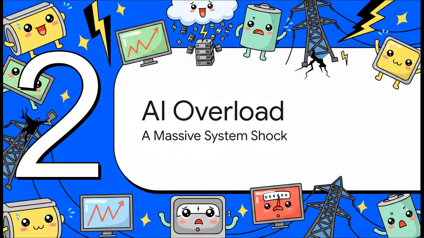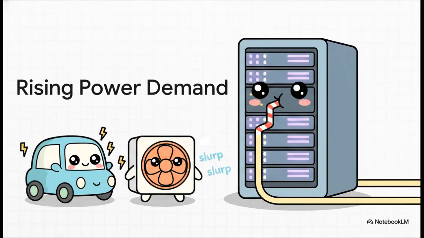Let's move to Section 2, Overload, AI and data centers, and see how this builds. Because that era of flat power demand we just talked about, yeah, it's officially over. We're dealing with a sudden, massive system shock hitting our legacy grid architecture today. We are seeing a three-pronged surge in demand right now. First, we're transitioning from gasoline cars to EVs. Second, we're swapping oil and gas boilers for electric heat pumps.